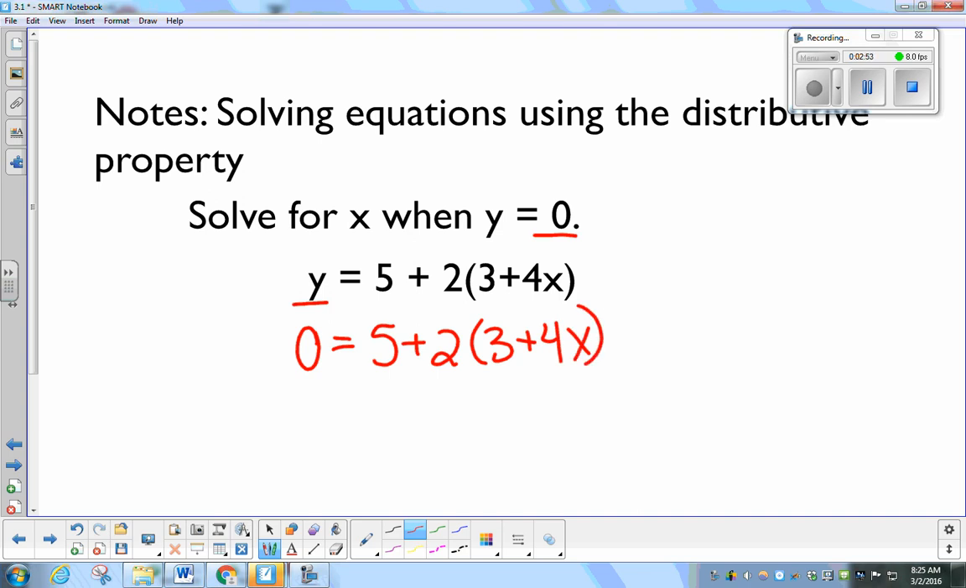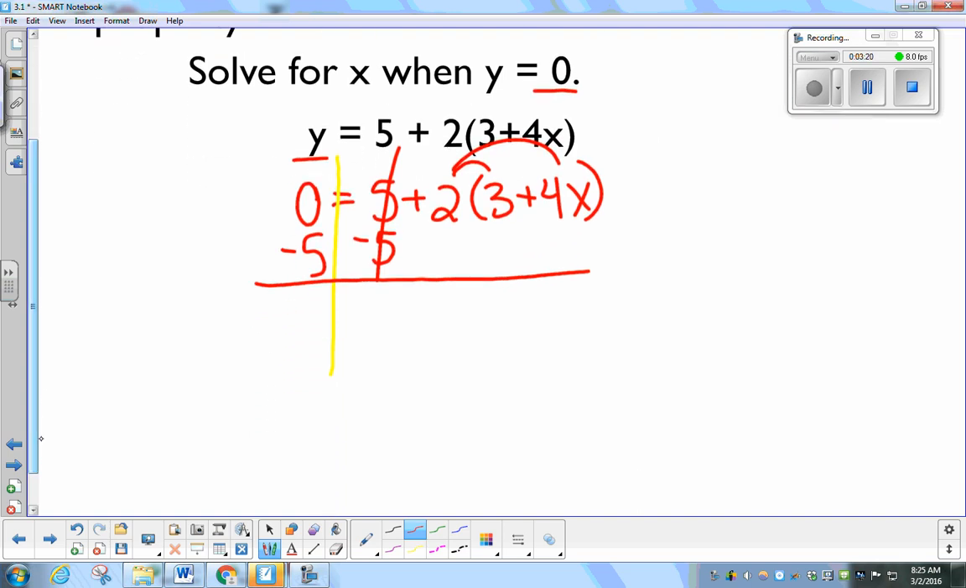So now you have a few options right here. You could get rid of this 5 first by subtracting it. You could go ahead and distribute this 2 first. I think I'm going to go ahead and subtract my 5 first, just so that all I have left on this side of the equal sign is distributing. Whoops, I'm going to draw my line through the equal sign too. So that minus 5 I'm going to do to both sides here. I'm going to write what I'm left with. 5 minus 5 is 0, so that part cancels out or is undone. Over here, 0 minus 5 is negative 5, so I'm left with negative 5 equals 2 parentheses 3 plus 4x, which means 2 times the quantity of 3 plus 4x.